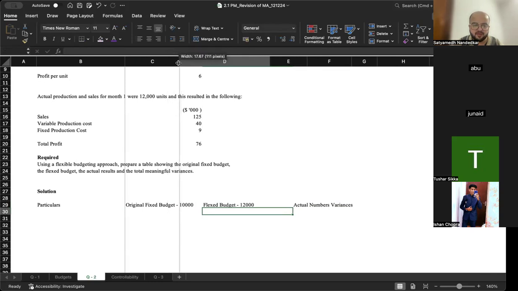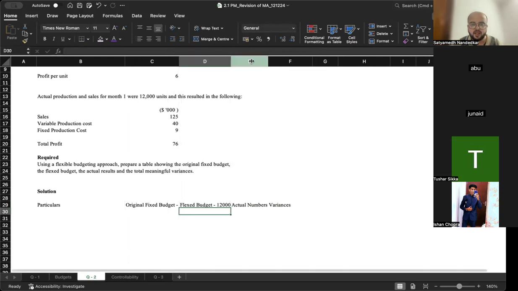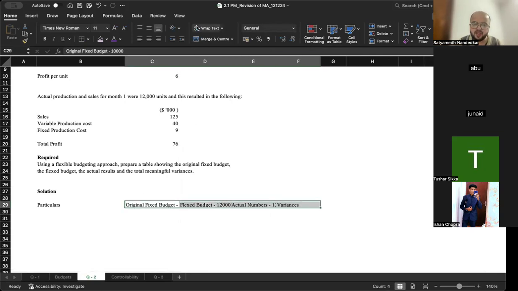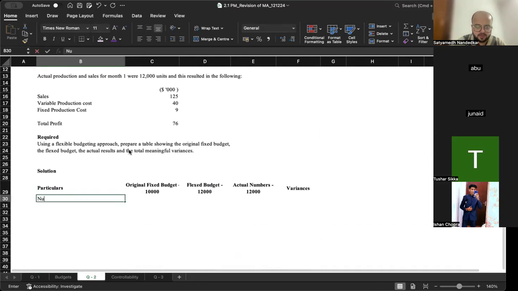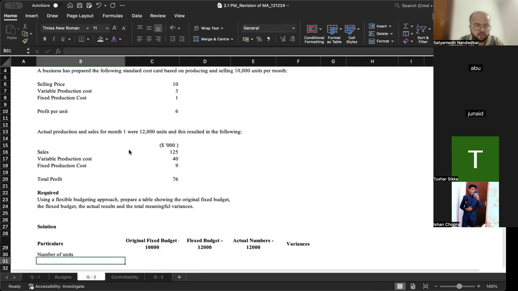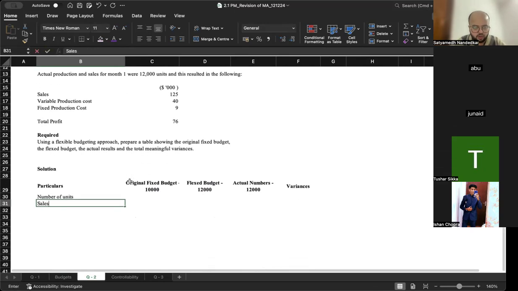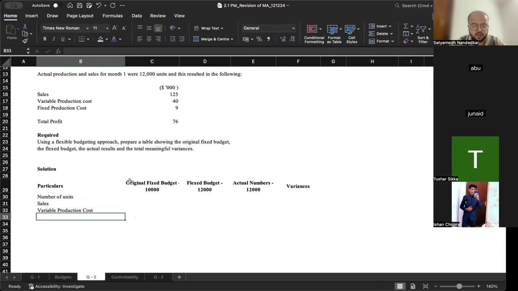The comparison will be effective only if it is like for like. If you compare two things that are not similar to each other, then the entire variance analysis doesn't make any sense. It has to be for the same set of numbers basically. So, particulars, let's write down the number of units, sales, variable production cost, then fixed production cost, and we'll also have our total profit.